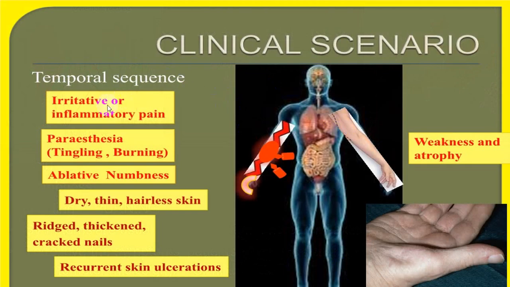So irritative or inflammatory pain, paresthesia in the form of tingling or burning sensation, ablative numbness, dryness, thin and hairless skin. There will be ridges seen, thickened nails, cracked nails, recurrent skin ulceration. These are all because of sensory findings. And because of the motor involvement, you will have weakness and atrophy of the thenar eminence.